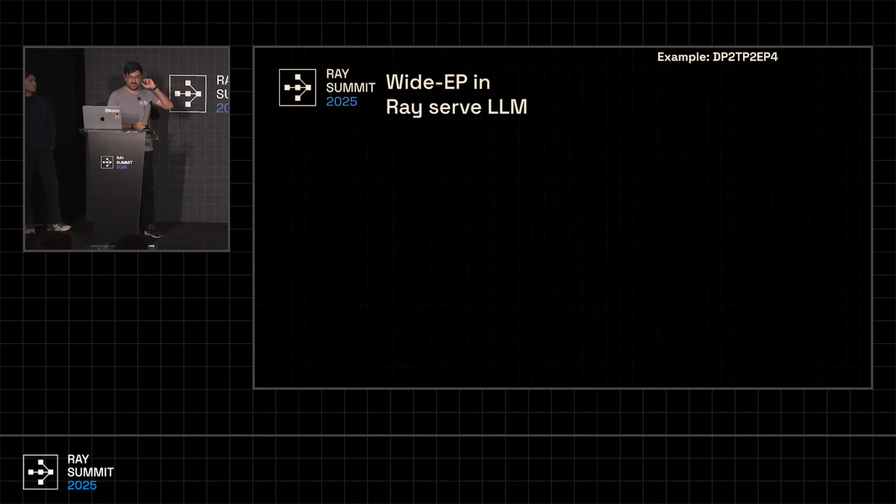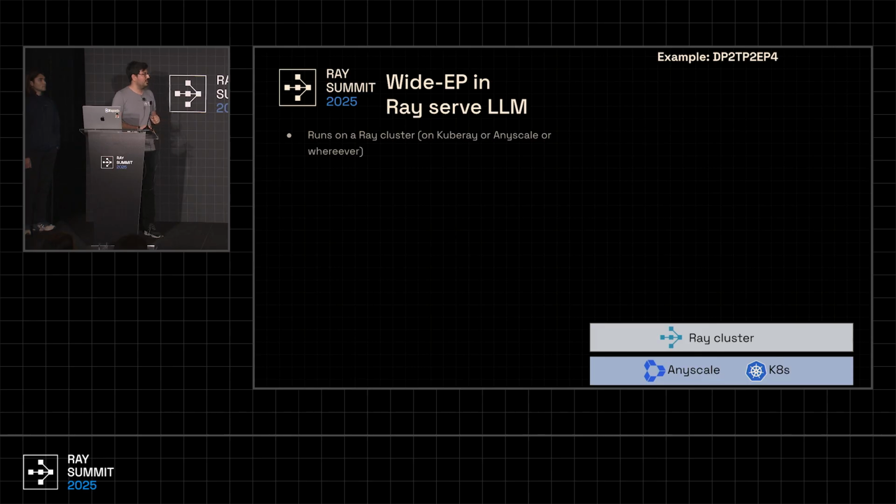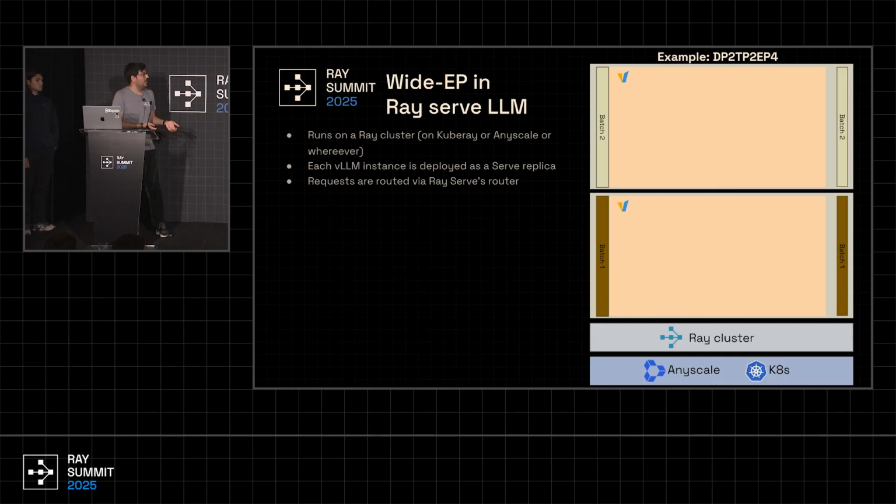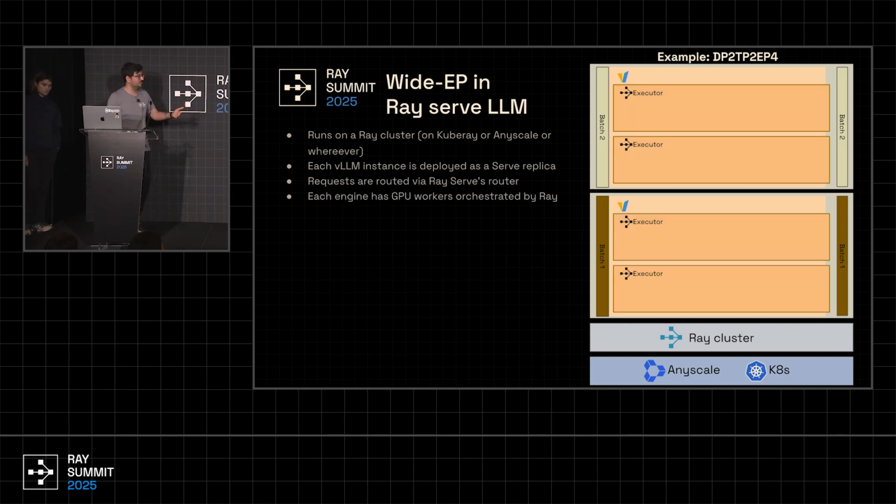Cool. So let's see what happens in Ray Serve when we use wide EP. This is an example of DP2, TP2, EP4. At the foundation of this, we have a Ray cluster running anywhere. It can be on Anyscale. It can be on Kubernetes. And when we instantiate DP2, each vLLM instance is going to be deployed as a Serve replica. Serve handles request routing, whether it's KV cache affinity routing, power of 2, or round robin. It does that for you.